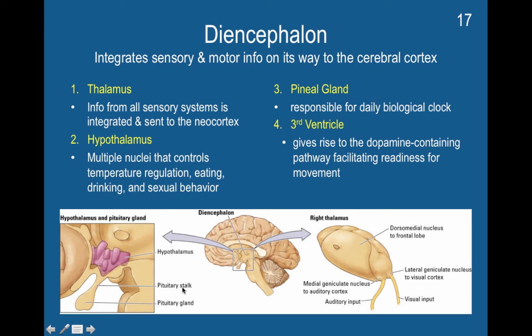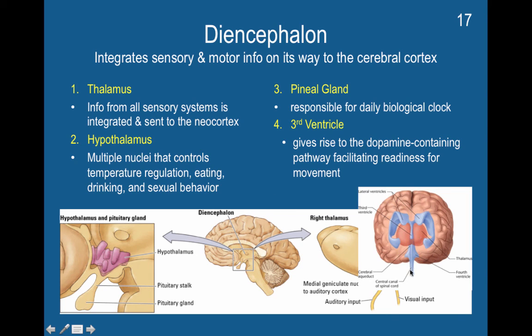And then you have the pineal gland, which is down here. There's the pituitary stalk, the pituitary gland, and they may not have a picture of it on here. Yeah, so then you have the pineal gland. This is responsible for the daily biological clock, and we'll be talking about that later on in chapter 13. And then you also have the third ventricle, and this gives rise to the dopamine-containing pathway that facilitates readiness for movement. So the main things that you're going to want to know about are the thalamus and the hypothalamus.